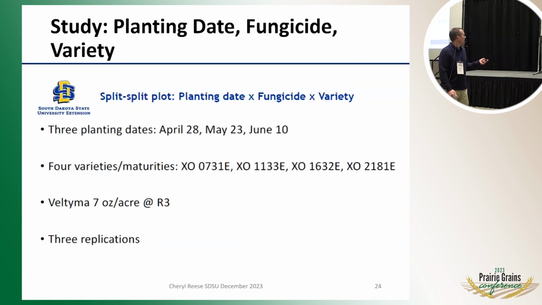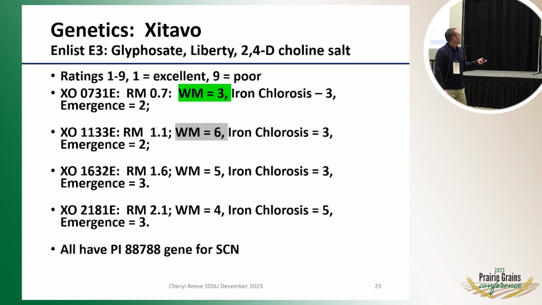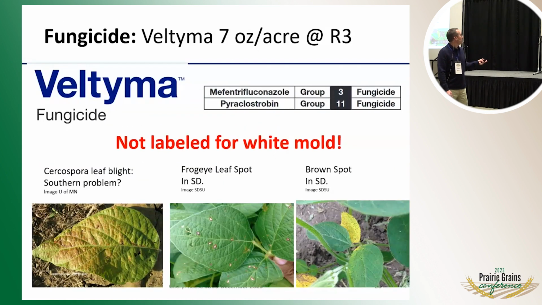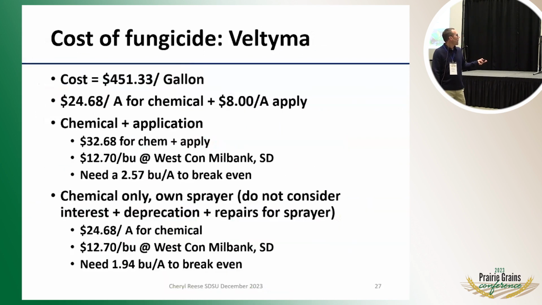So he did 3 planting dates, early or late April. I don't think that's probably going to be done here. Maybe that's a little early. Then he did one on May 23rd and then June 10th. This is a 3-year study. 4 different maturities ranging from 0.7 all the way up to 2.1. He did a fungicide, Veltima, 7 ounces per acre at early flowering, and replicated 3 times. And we talked about replication, right? So just a little background, nothing too important on that slide. Here's the Veltima. It's a group 3 and 11, so there's a couple modes of action.